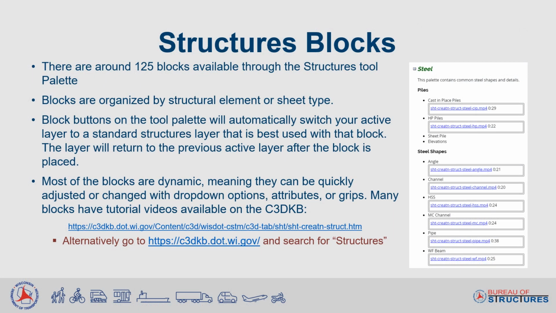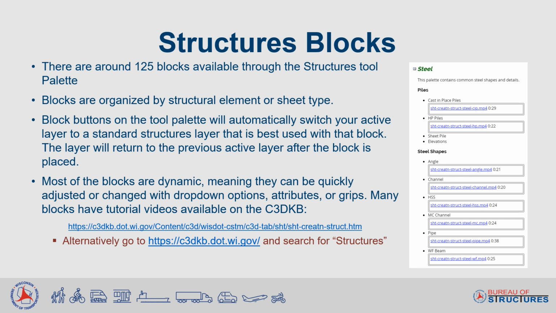There are around 125 blocks available through the Structures tool palette, and they are organized by structural element or sheet type. Block buttons on the tool palette will automatically switch your active layer to a standard structures layer that is best used with that block. The layer will return to the previous active layer after the block is placed.